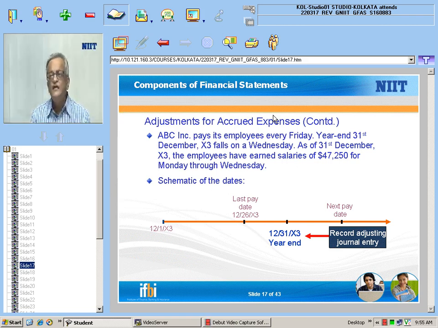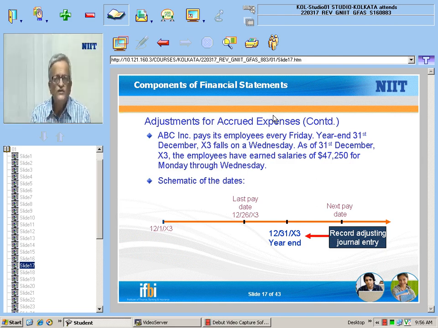Next payment will be made on next Friday, that is 2nd of January. In between, 31st of December is falling. 31st of December is the annual closing date or the reporting period. So on the reporting period, whatever salary has fallen due, that has to be accounted for. So we have to calculate what is the salary fallen due, and it is given here. The salary which has been earned is 47,250.